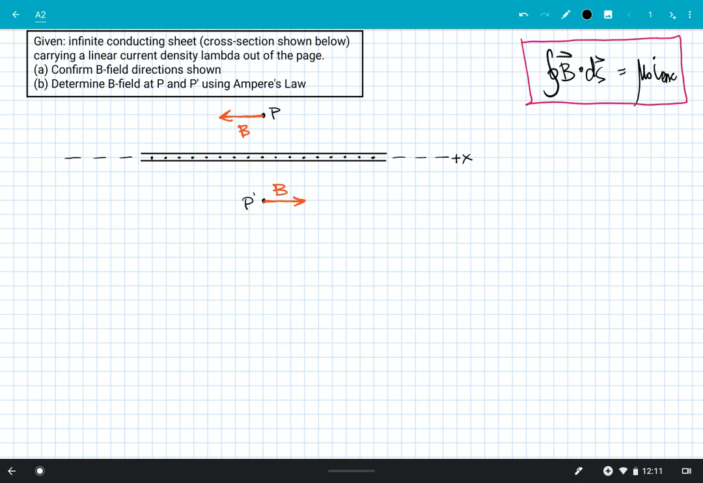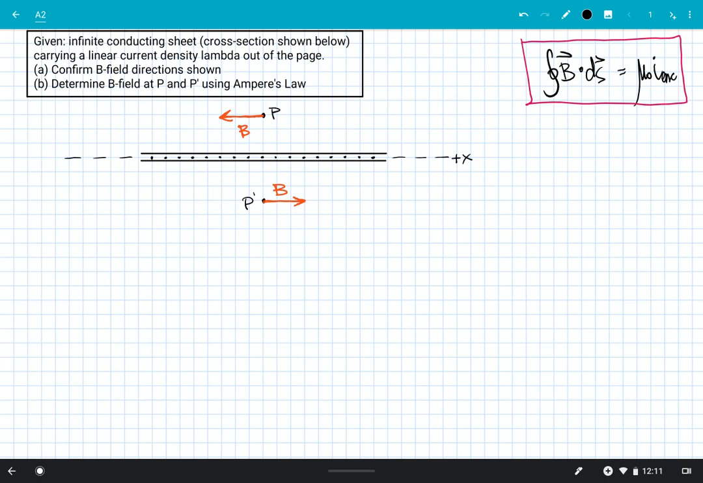Here is another classic Ampere problem that I wanted to share with you. The object that we're given here is an infinite conducting sheet. We're just looking at a cross section of it. It's infinite, but because the page is not infinite, we've just drawn a piece of it here, but assume that it is infinite. And we're looking at a cross section of it.